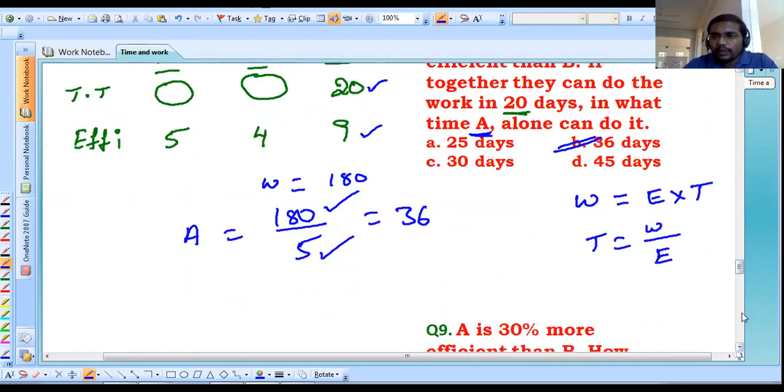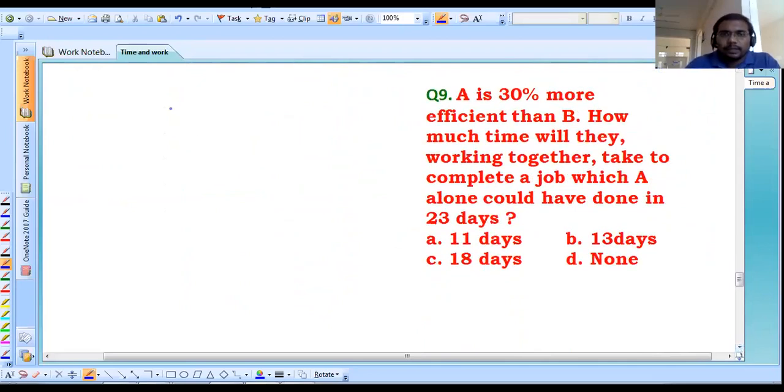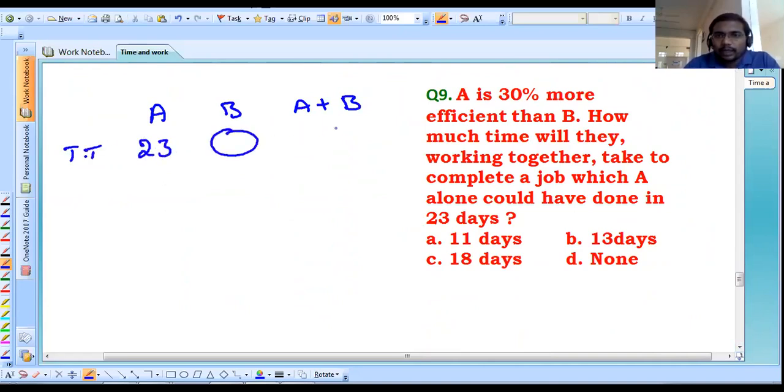I hope you will do this question very easily, because question number 9 is a very, very easy question. As in the previous question, A, B, A plus B. Time taken by A alone, 23. B, don't know. Here also don't know. We have to find this out. Now come to efficiency. A is 30% more efficient. That means if B is 100, then A will be 130. Otherwise, if you are taking the ratio, if it is 10, then this value will be 13.